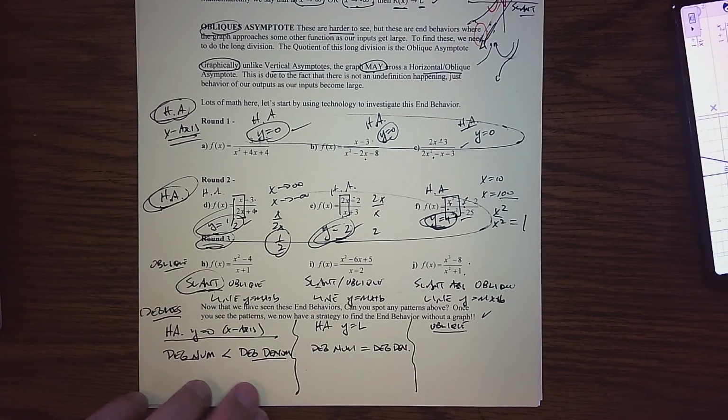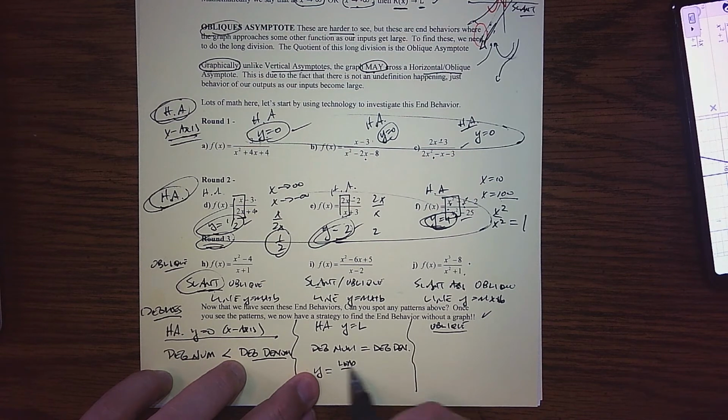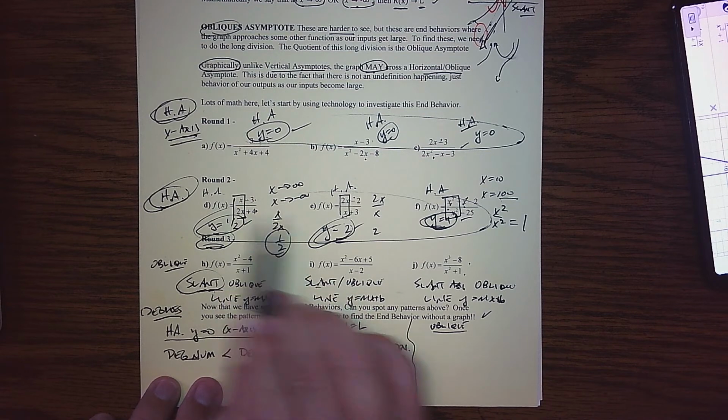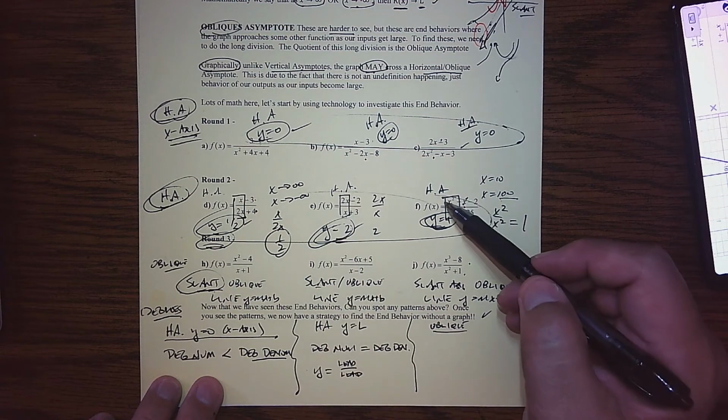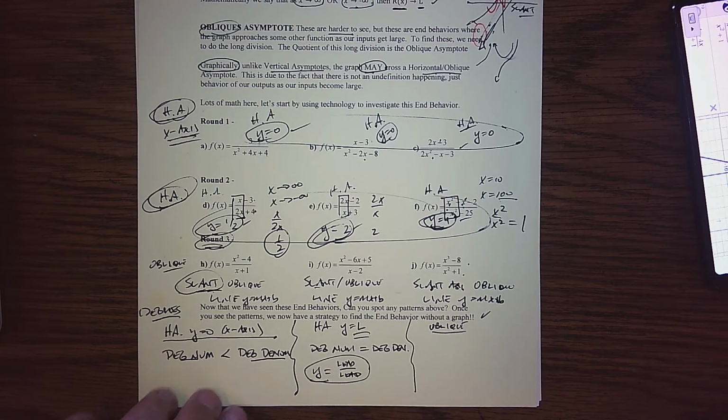So when our degrees match, to find the horizontal asymptote, it's basically the lead coefficient divided by the lead coefficient. 1 over 2, 2 over 1, 1 over 1. So that is how you can find what that L is. And then last but not least, we know that degree of the numerator less than the denominator is a horizontal asymptote at the x-axis. If the degrees are the same, then we have a horizontal asymptote at some y equals L.